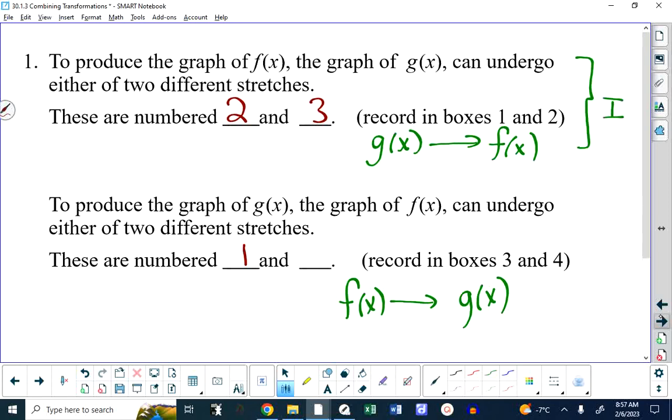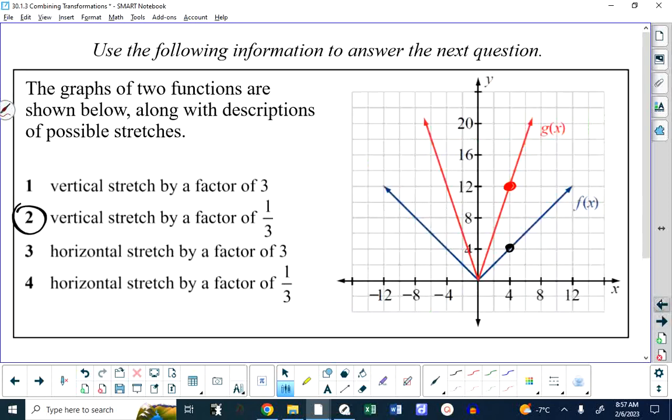And then finally, how can we get g of x from f of x if we talk about horizontal? Well, this black point on the original function is 12 away from the y-axis. I want it to be only 4 away, so I have to compress it. I have to squish it in, which means the stretch factor is a number smaller than 1, and it's going to be 1/3. And a horizontal stretch by 1/3 is number 4.